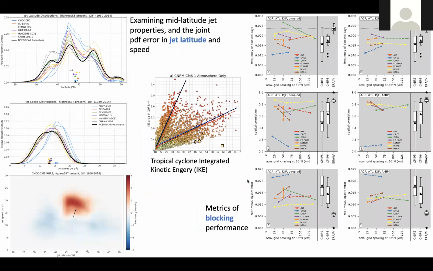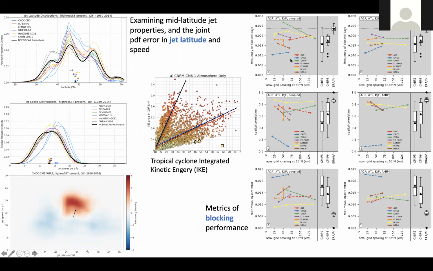As I said, process approach. So people have been looking at a number of things. This is an example of looking at the trimodal distribution of the jet in our part of the world, and whether or not these high resolution models can better reproduce that, and they do.